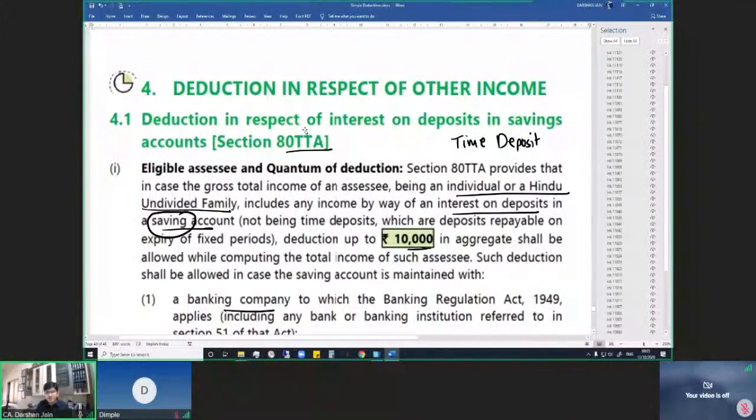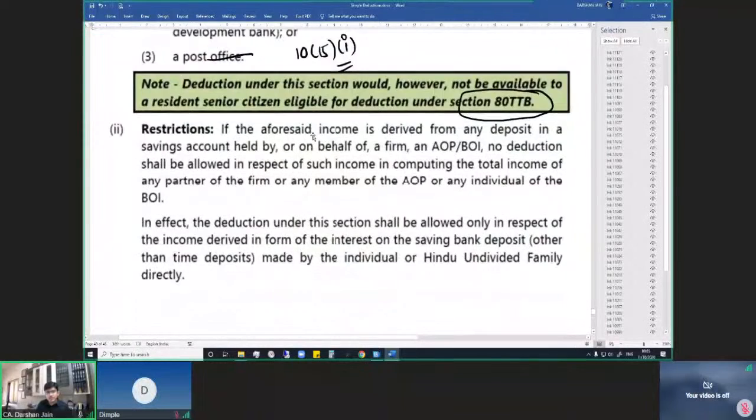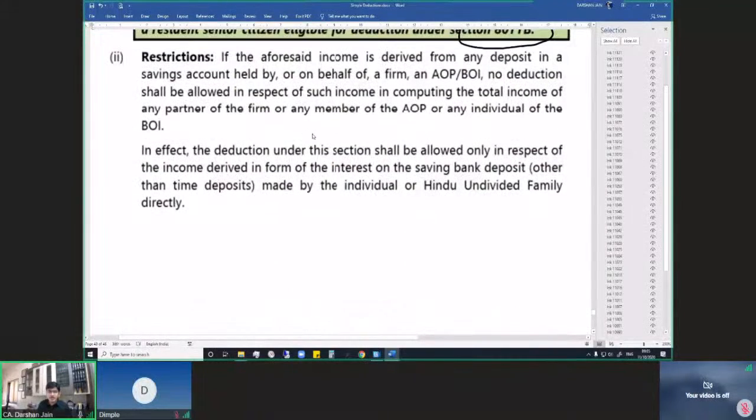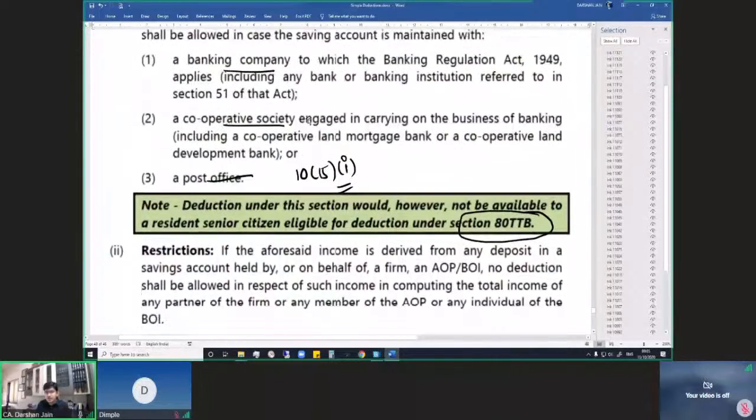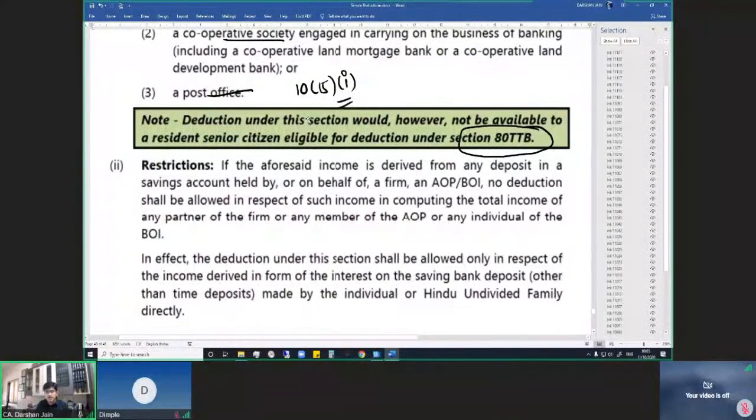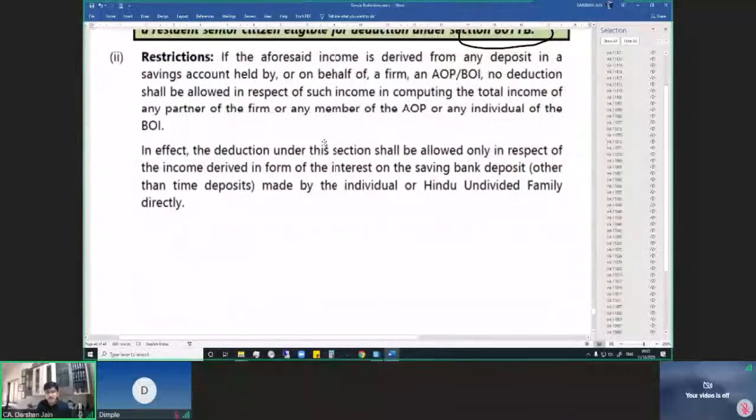For the time being, here this deduction is available to individuals and HUF on interest received from savings account up to rupees 10,000. Maximum deduction, remember, 10,000. If the aforesaid income is derived from any deposit in savings account held by or on behalf of a firm, an AOP or BOI, the AOP or BOI is earning interest on the deposit and shares the income with its members. Now, if the AOP or BOI is claiming deduction under this section 80TTA, no further deduction would be available to the individuals. Fair enough, double deduction of the same item would not be available.